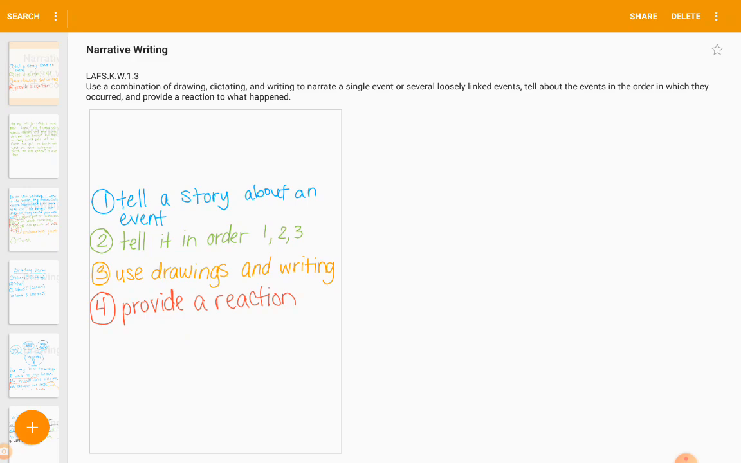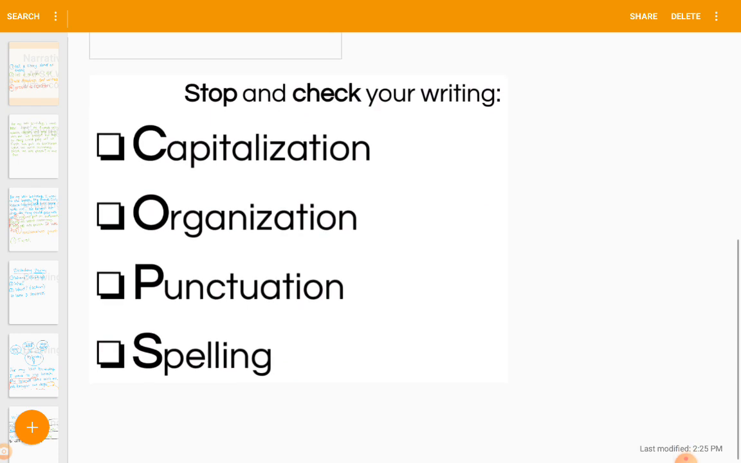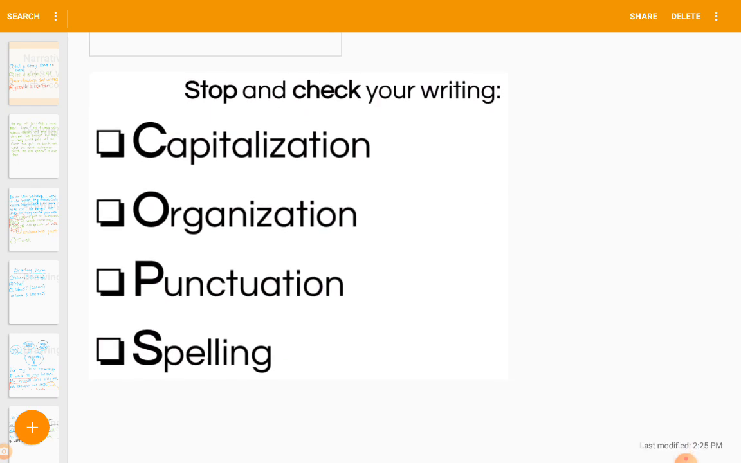So we already told a story about an event. We made sure to tell it in order. We used drawings and writing, and we provided a reaction. Today, we are going to use COPS to stop and check our writing. We use the acronym COPS to help us remember which areas of our writing we need to stop and check.